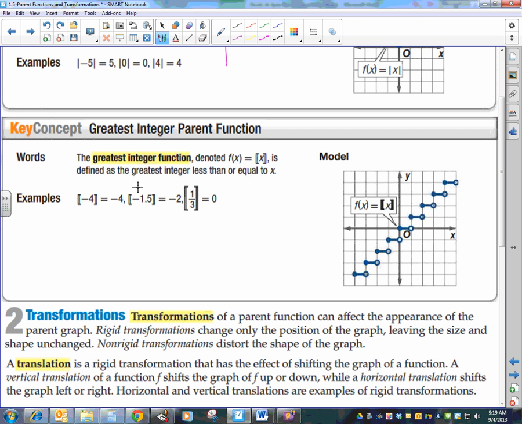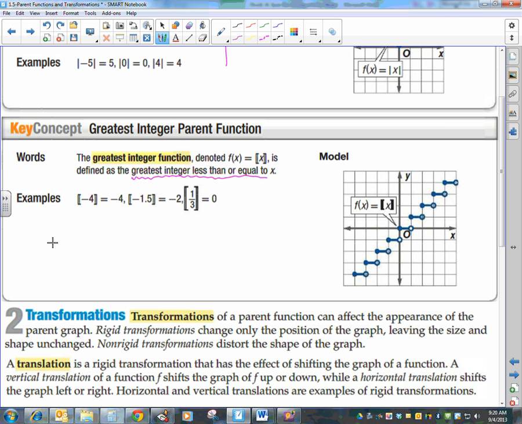And then we have our step function, also called the greatest integer function, and the most important thing you want to remember are these words. The greatest integer function, looking like this, is defined as the greatest integer less than or equal to x. So pick a number that you need to know, and they give you lots of examples here. The greatest integer less than or equal to -4 is -4.